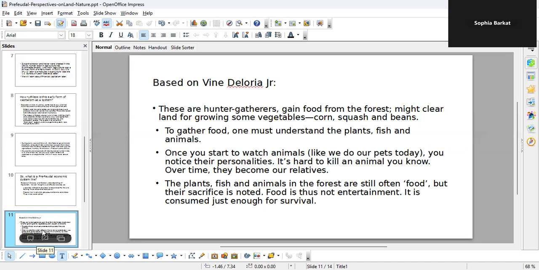So we also learn from Vine that there is a show of respect to the animals that are sacrificed for food. The plant, the fish, the animals in the forest are therefore revered. They're not necessarily treated as objects. They're treated as living things with personalities, right?